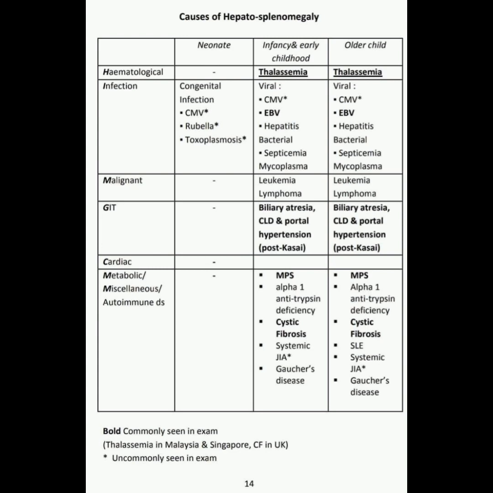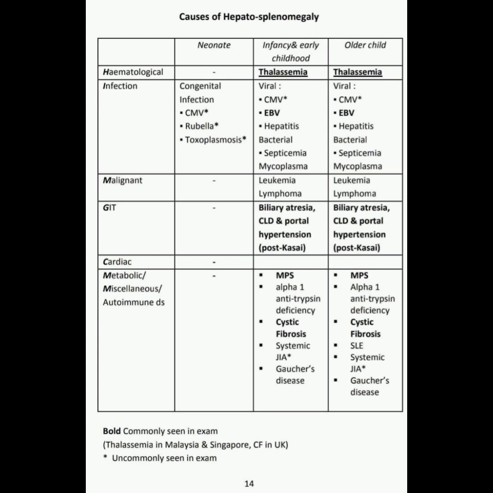Now, infancy and early childhood causes of hepatosplenomegaly, the list is thalassemia, viral causes: cytomegalovirus, Epstein-Barr virus, hepatitis, and bacterial septicemia, mycoplasma. Leukemia, lymphoma, both cases we find hepatosplenomegaly. Biliary atresia, then chronic liver disease and portal hypertension post-Kasai, mucopolysaccharidosis, alpha-1 antitrypsin deficiency, cystic fibrosis, systemic JIA, and Gaucher's disease. This is the list of infancy and early childhood hepatosplenomegaly.